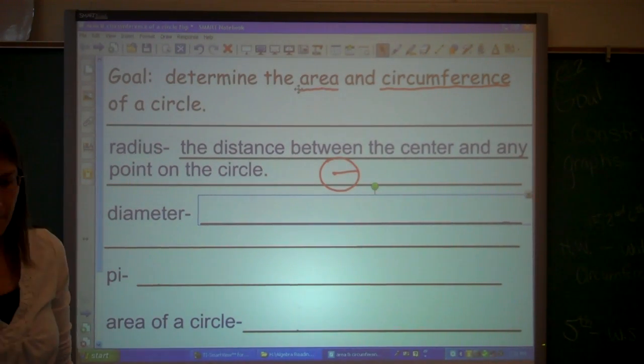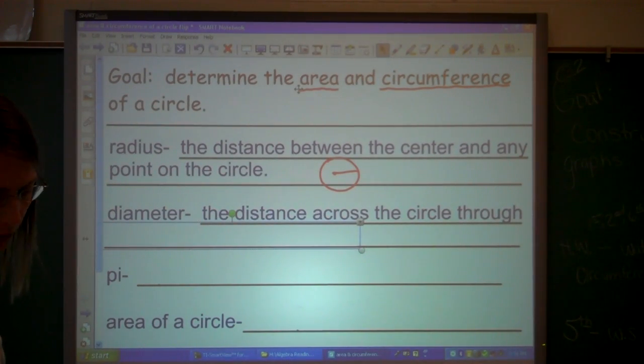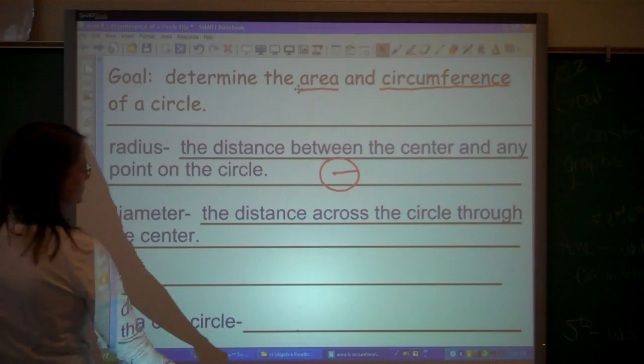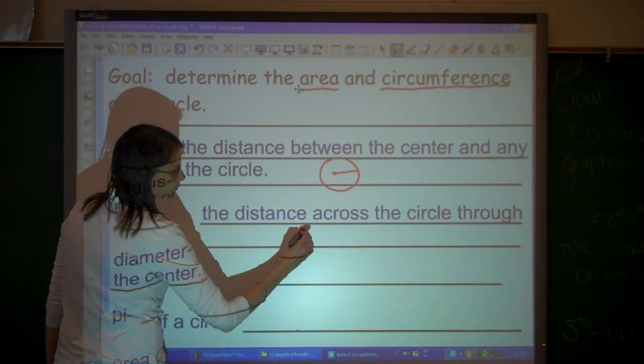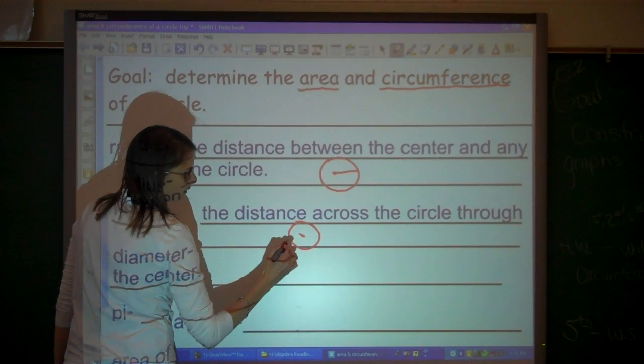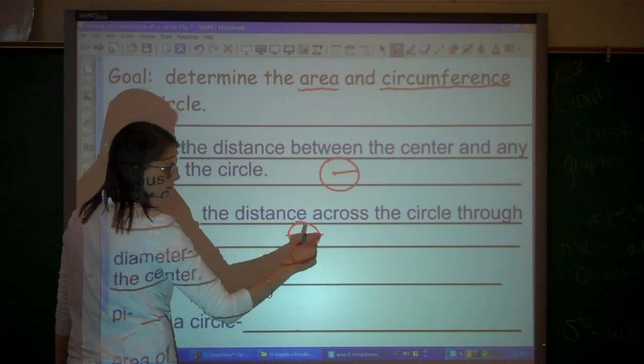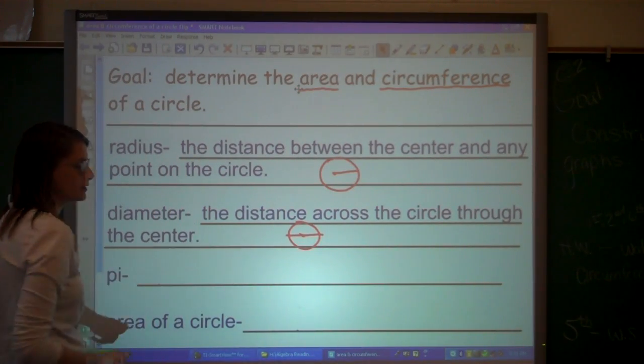Diameter is the distance across the circle through the center. So if I draw my circle, here's the center, and the diameter is from one side to the other, going straight through the center.